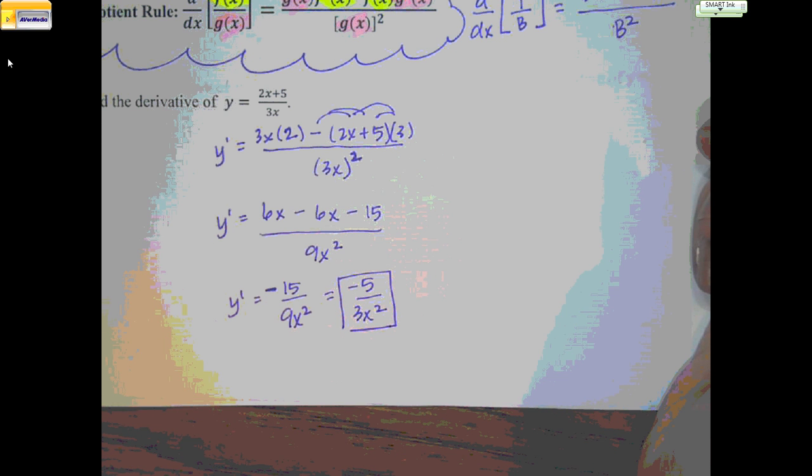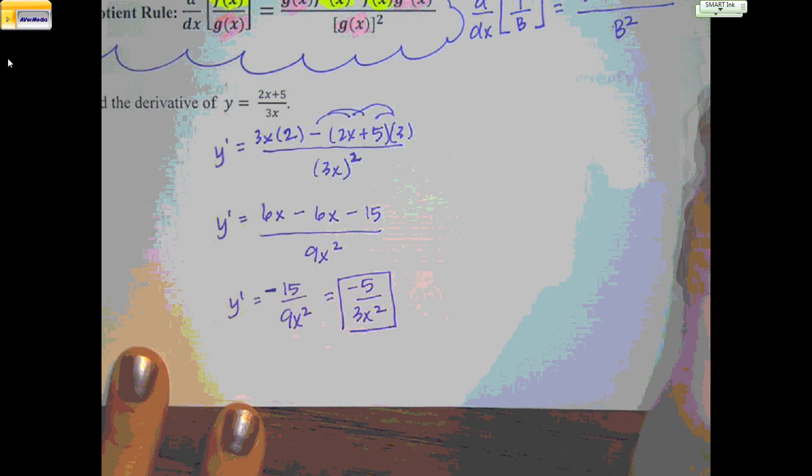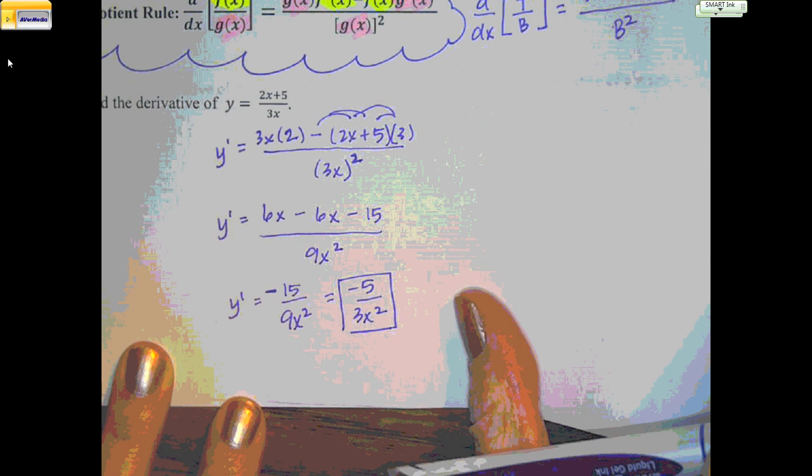Are there any questions with how the quotient rule works? It's really not bad. Until you get to the back side.